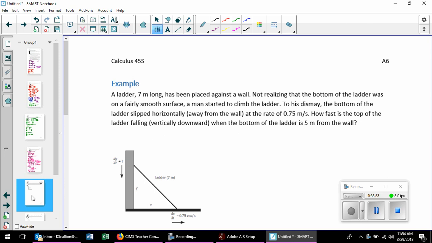A ladder 7 meters long is placed up against the wall. Now, realizing the bottom of the ladder was on a fairly smooth surface, a man started to climb the ladder, and the smooth bottom of the ladder slipped horizontally away from the wall at a rate of 0.75 meters per second. How fast is the top of the ladder falling vertically downward when the bottom of the ladder is 5 meters away from the wall?